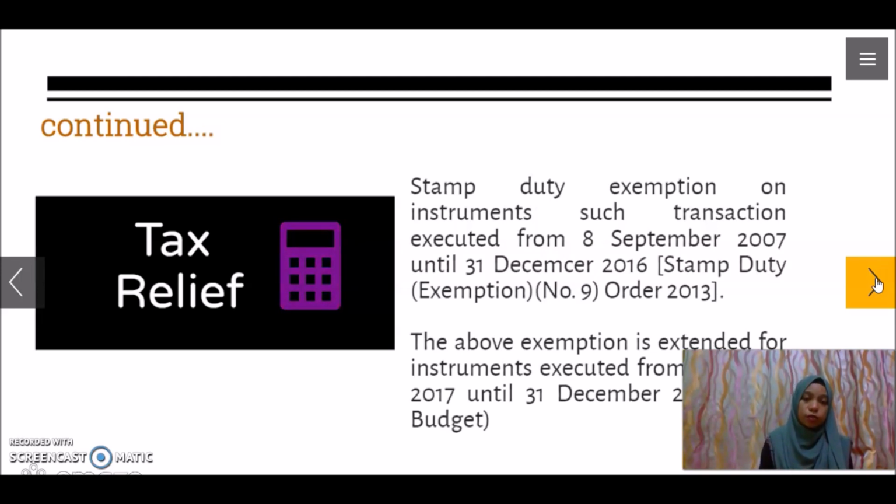So this exemption is also effective from year of assessment 2007 until 2020. That's all from us. Thank you.